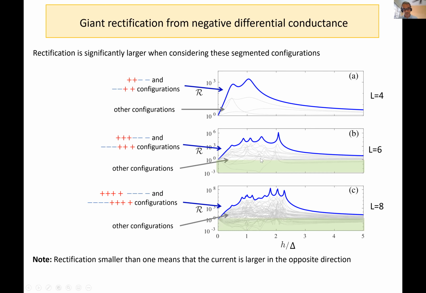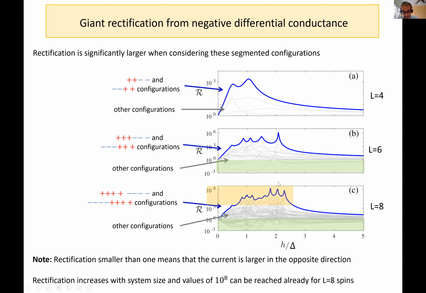Let me just clarify one thing. Rectification less than 1 doesn't mean that there is no rectification. It actually means there is rectification. It's just that it's going in the opposite direction of what we expect, or what we call forward bias and reverse bias. But if you look at the absolute values, for these other scenarios they're always smaller than for the configuration that we chose, with half spins up and half spins down. So that is still the one with the stronger effect. And as you can see, for just 8 spins, we can have rectification of the order of 10 to the 8. Okay, it's not perfect, but it's extremely large.